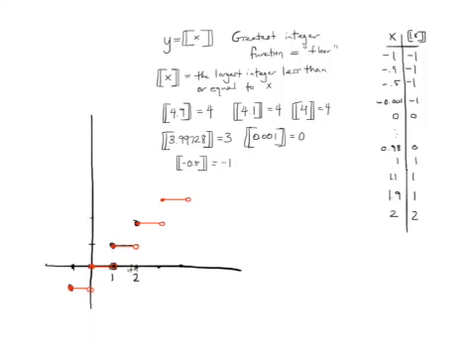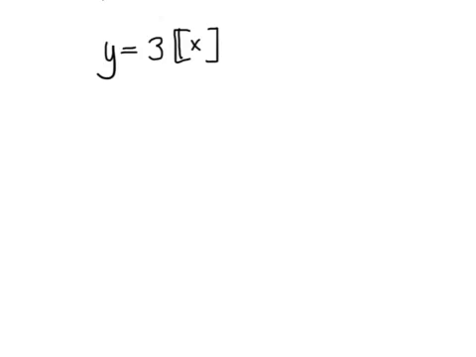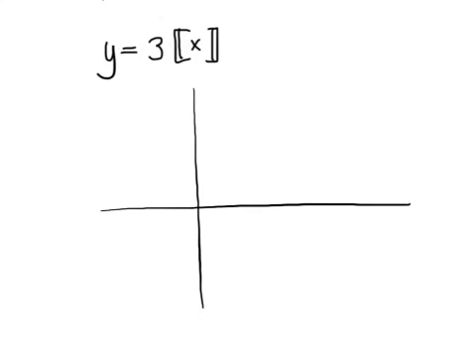Let's do a couple of shifts of the greatest integer function. So how about something like y equals 3 times the greatest integer function of x. I think maybe the best way to go about these is to start on the integers.